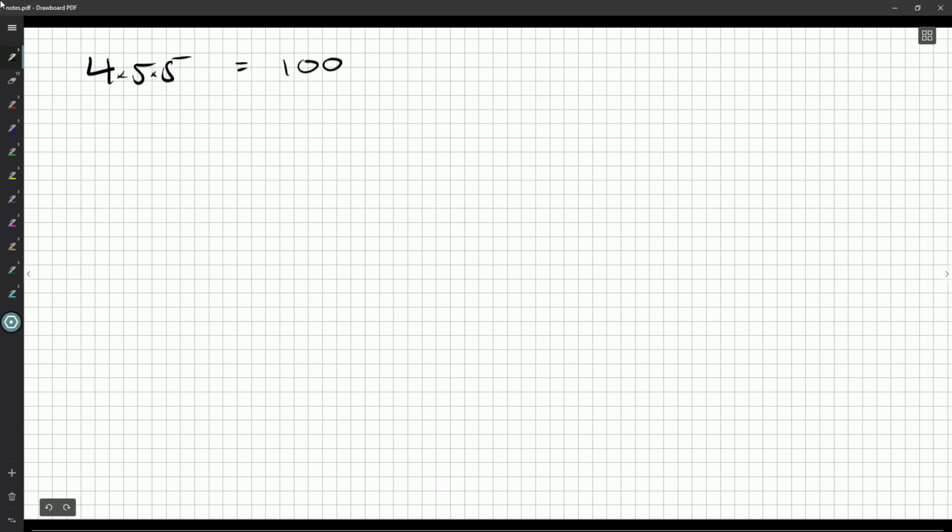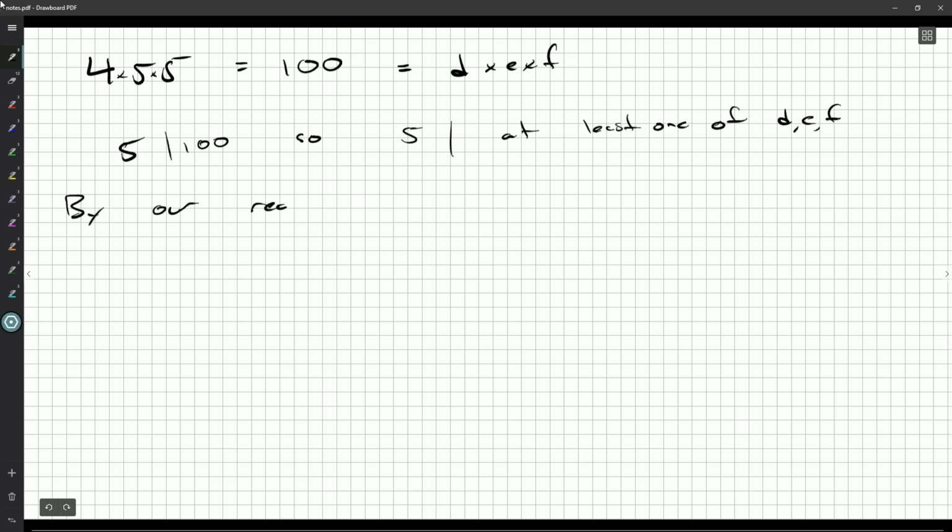Okay. And so, all right, 100. Now, if I wanted to write this as a product of single digits, what would I have to have? Well, 5 divides 100, so 5 divides at least 1 of D, E, and F. By the same reasoning as in A, we see either D is 5, or E is 5, or F is 5.